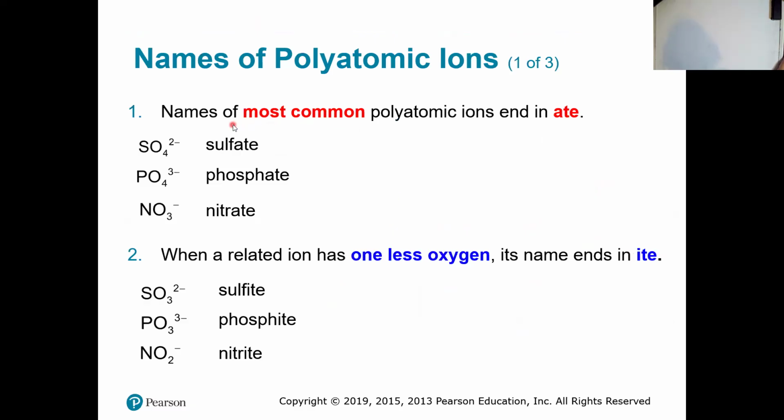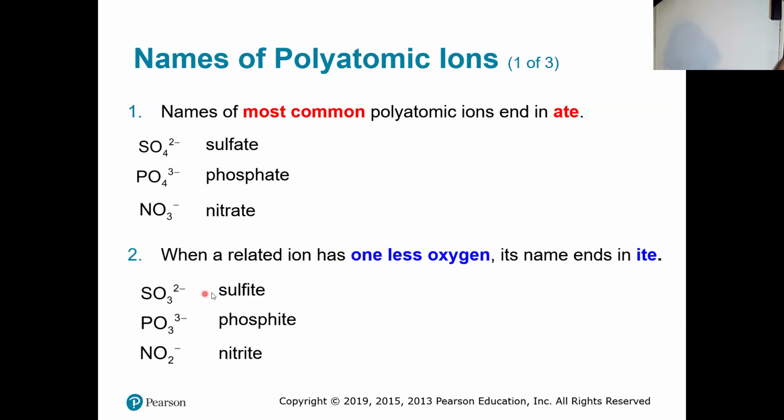Some things to consider when you're looking at your polyatomic ions. The names of most of your polyatomic ions are going to end with ATE, like sulfate, phosphate, nitrate. When you have sets of related polyatomic ions, related means something like SO4 with a -2 charge and SO3 with a -2 charge. Those are related to each other clearly. They're almost the same formula. The only difference is that sulfate has one more oxygen and sulfite has one less oxygen.